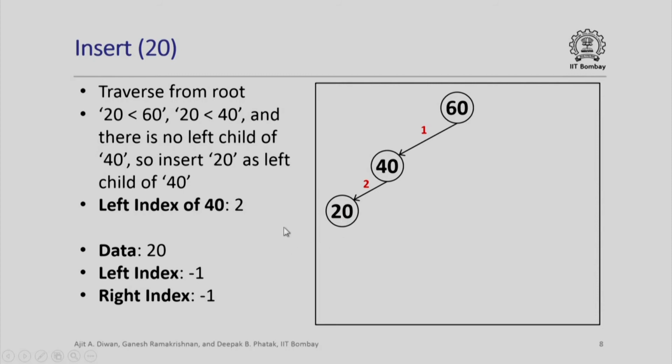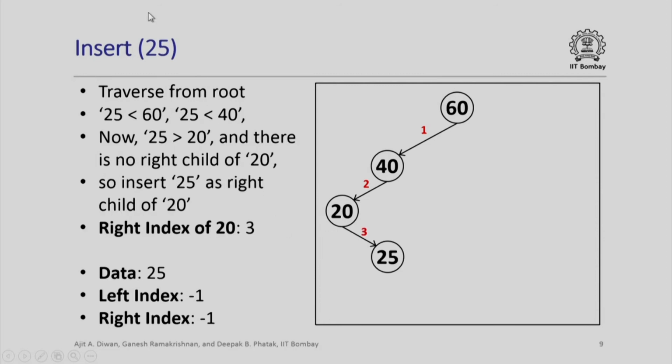We will follow exactly the same procedure. So in the subsequent slides, we will see how different data values that come in get inserted into the tree. So here is the value 25, for example. We do the same thing. 25 is less than 60, come here. 25 is less than 40, come here. There is a node called 20. 25 is greater than 20. So we need to insert 25 on the right of this node. That is because 25 is greater than 20 and 20 does not have any right child at the moment. So we will set the right index of 20 as 3, which points to this new node, and the data is 25, left index is -1, right index is -1.